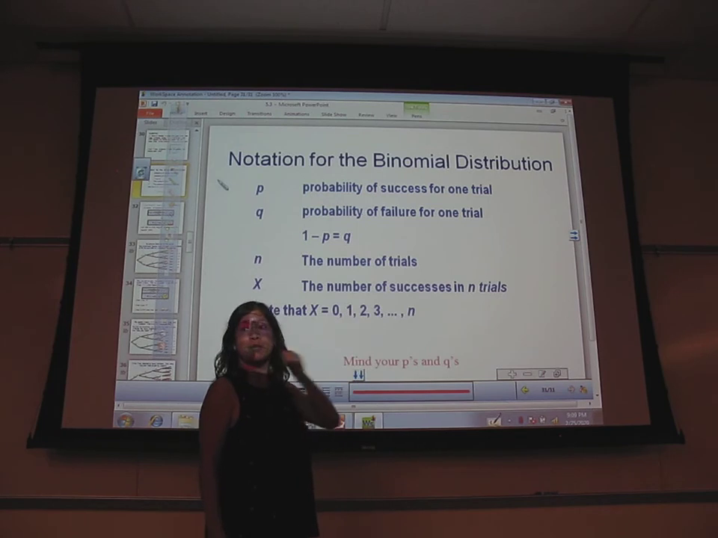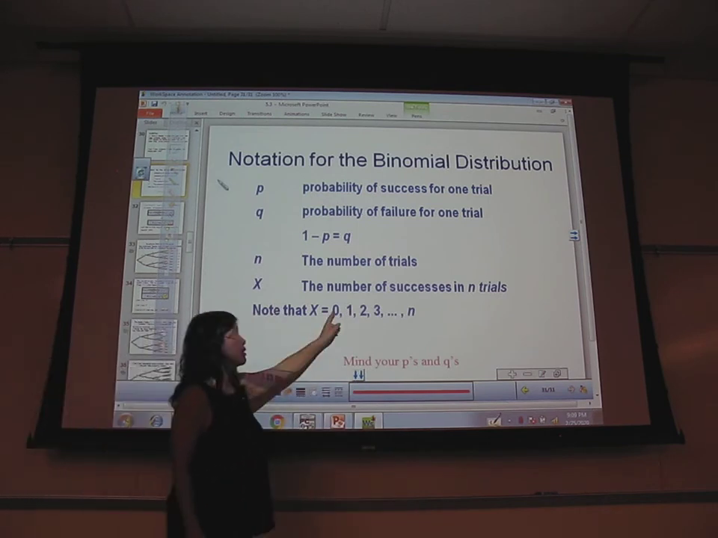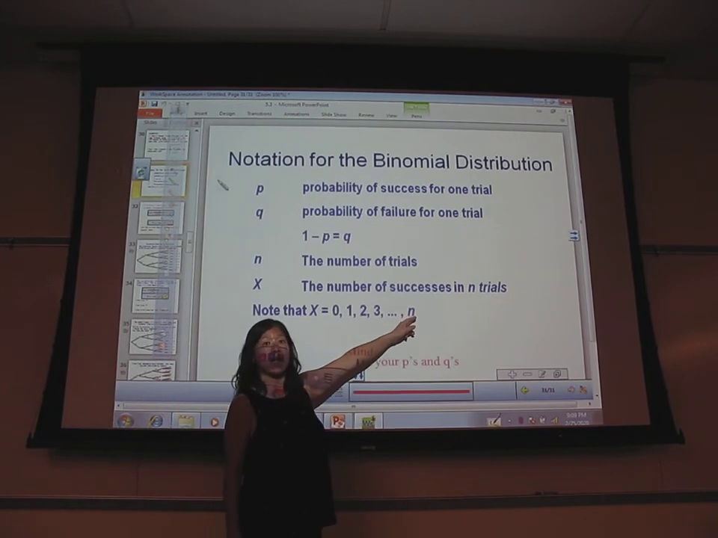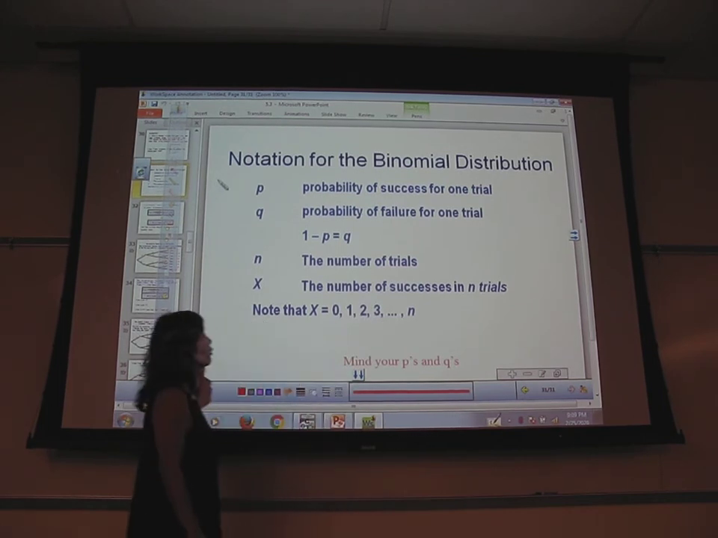Does everyone follow what I'm saying? I flip a coin 10 times, I can have 0 heads. I can have up to 10 heads if I flip it 10 times. So those are all my range of possibilities for my number of successes, my number of heads, or whatever I'm looking for.